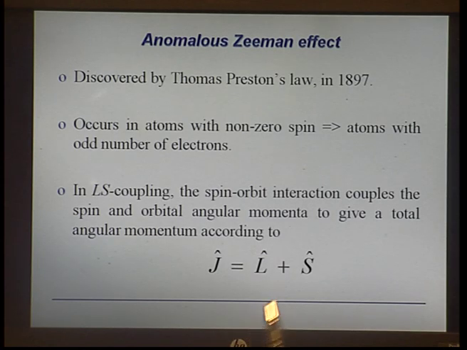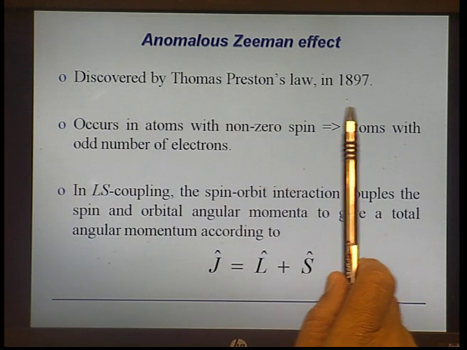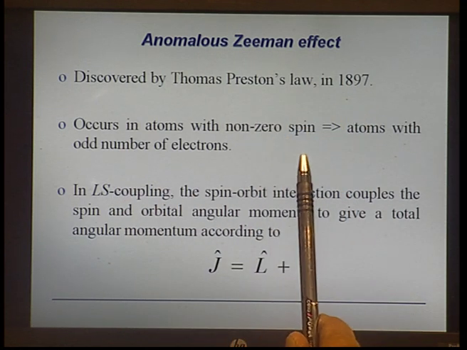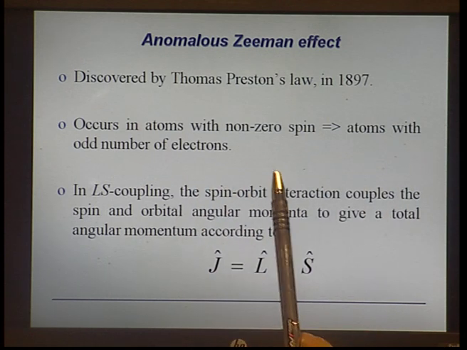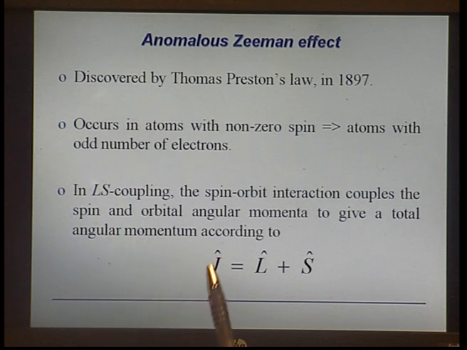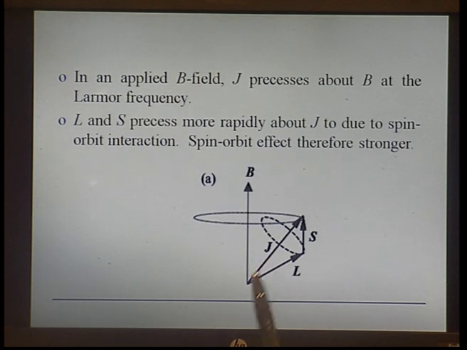The anomalous Zeeman effect that you are observing on the monitor was originally discovered by Thomas Preston in 1897. This occurs in atoms with non-zero spin and atoms with odd number of electrons, and it requires what is called coupling between L and S. This coupling has been introduced by Lande in 1920, and he introduced that the L value and S value are not separate, they should be added together to produce a J value. J is the total angular momentum, and hence the value will be J is equal to L plus S added vectorially, and this vector addition can be observed now.